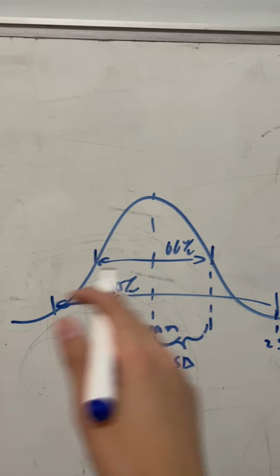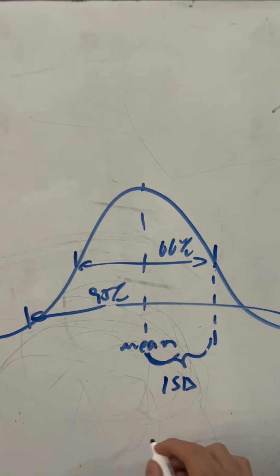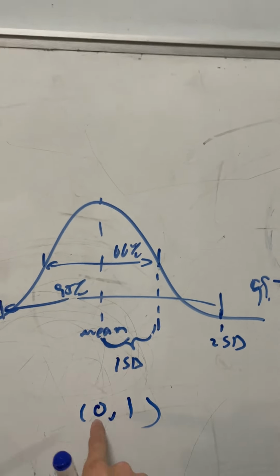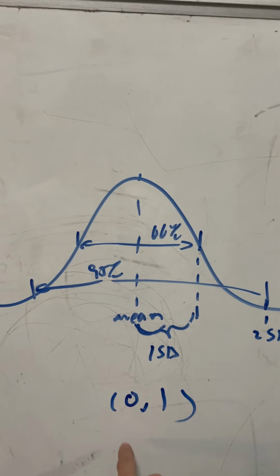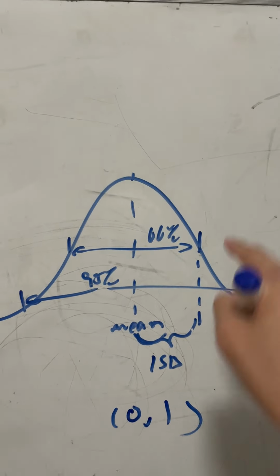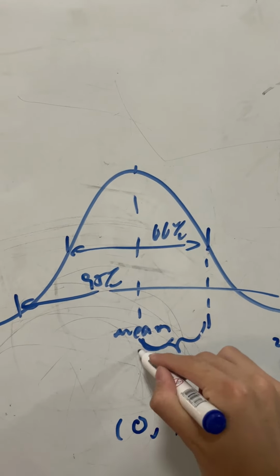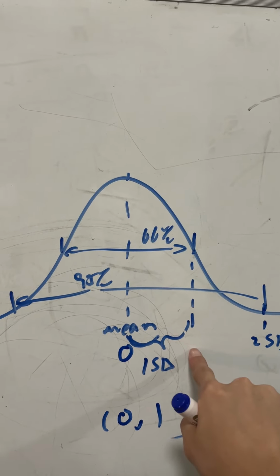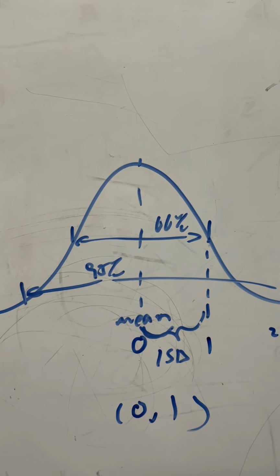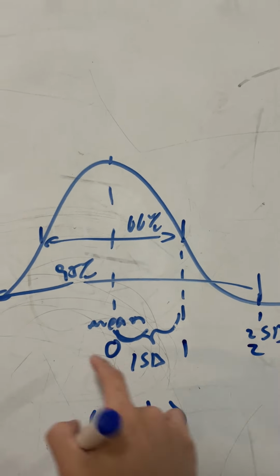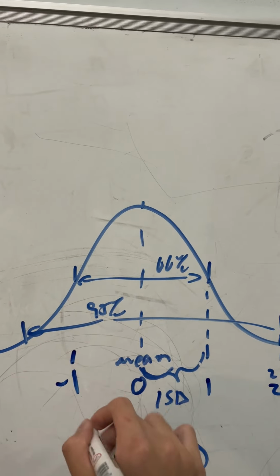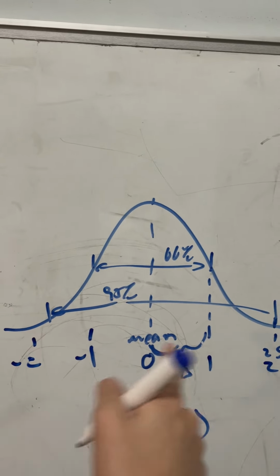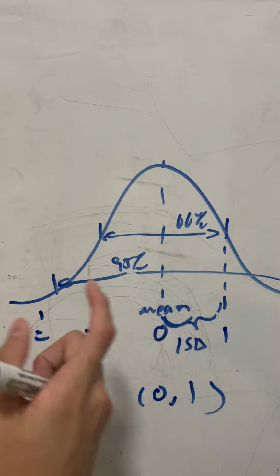And for the z-score, on the basic normal model, if you assume the mean is 0 and the standard deviation is 1, then if this is 0, 1 standard deviation would be 1. And then 2 standard deviations will be 2, and this would be -1, since it's -1 standard deviation away from here, and then this will be -2 because it's 2 standard deviations away from the mean.